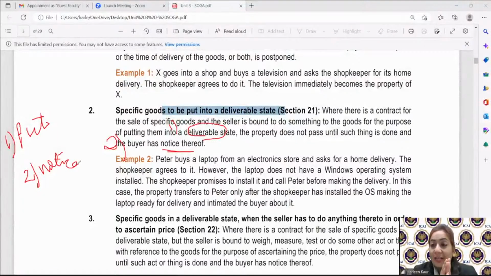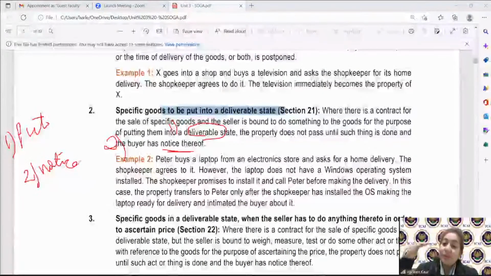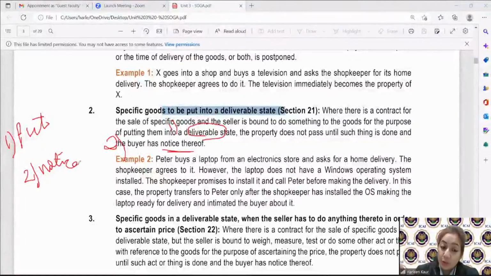If I put the goods ready, I made the television absolutely ready for you, I packed it, and I did not call you, can you say the property in the goods has passed to you? No. It is my responsibility. जब तक मैं बताऊंगी नहीं, तब तक पता कैसे चलेगा आपको goods तैयार हो गए? बताना भी तो पड़ेगा ना? You have to inform the buyer. So here, if the goods are put in deliverable state and you give the notice to the buyer, property is said to be passed. Now it is your responsibility, your duty. You have to come and get the goods collected from my shop.